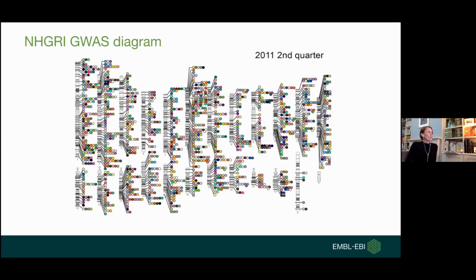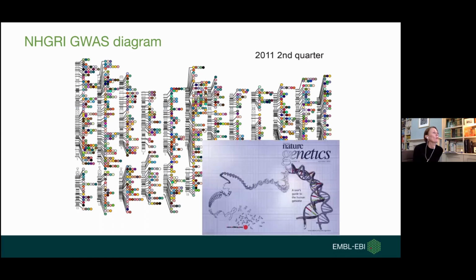So this is the NHGRI GWAS diagram. And so in 2011, I got a phone call from Tom Manolio, who is the Division Director of Genomic Medicine at NIH. And they had been drawing this beautiful dot diagram, which shows all of the known SNP trait associations derived from GWAS studies since about 2008, and laid onto the human karyotype. That's the chromosomal representation. But what you perhaps don't know is that it was drawn by hand.